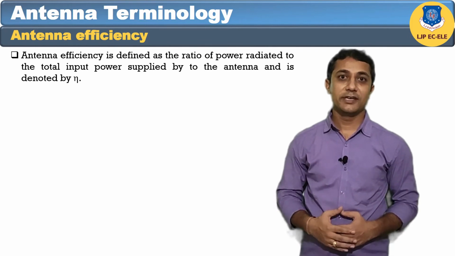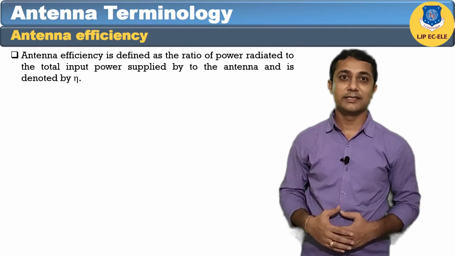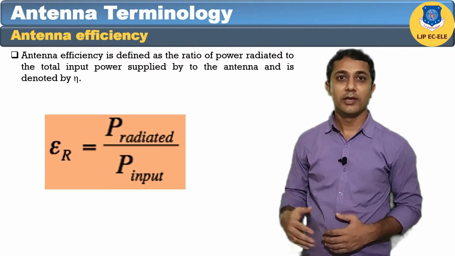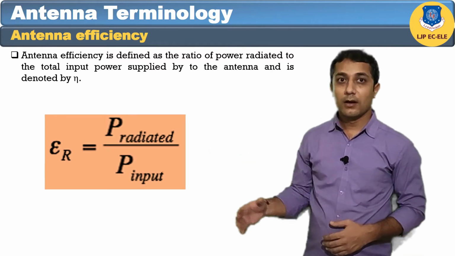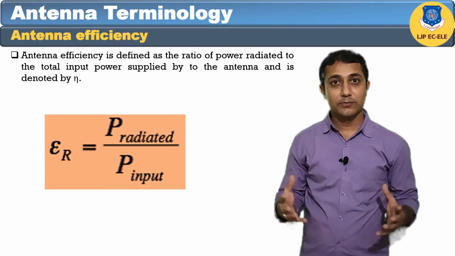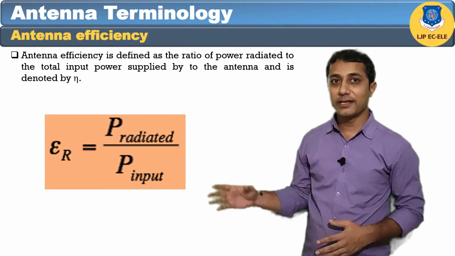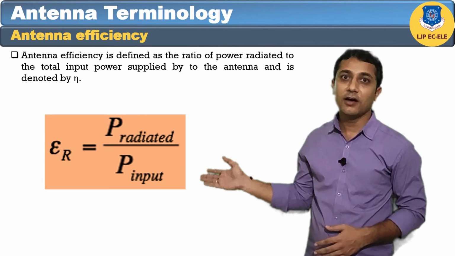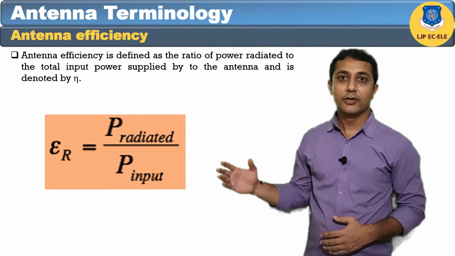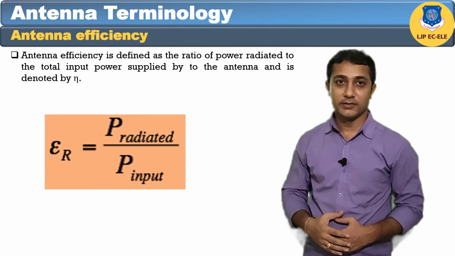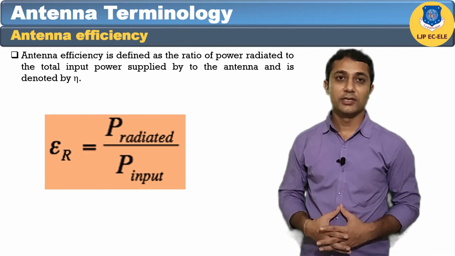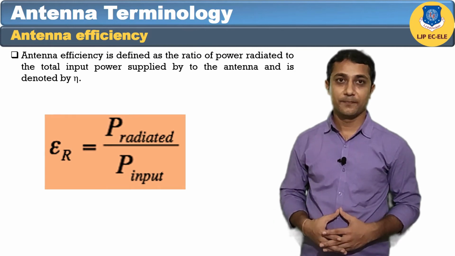A high efficiency antenna has most of the power present at the antenna input radiated away. A low efficiency antenna has most of the power absorbed as losses within the antenna or reflected away due to the impedance mismatch. So this is all about the antenna efficiency.